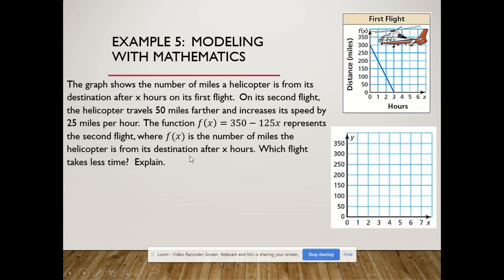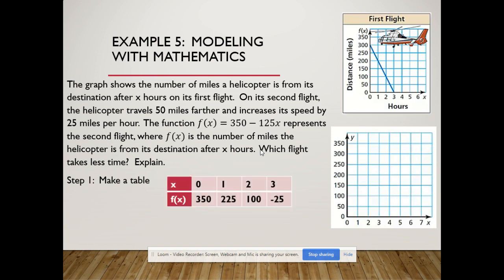So which flight is going to take less time? Well, I can look at the first flight right now and see exactly how long it took. It took 3 hours to get 0 miles away. That's when it reached its destination, in 3 hours. So if we could graph this function, we would be able to also see when it finished by just seeing when it finally reached 0.